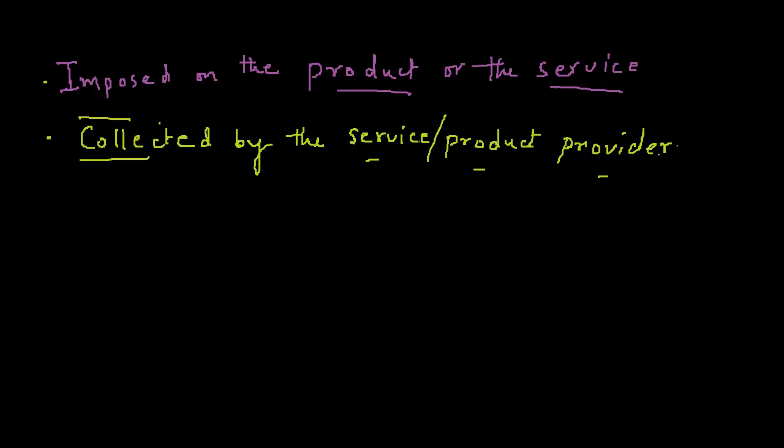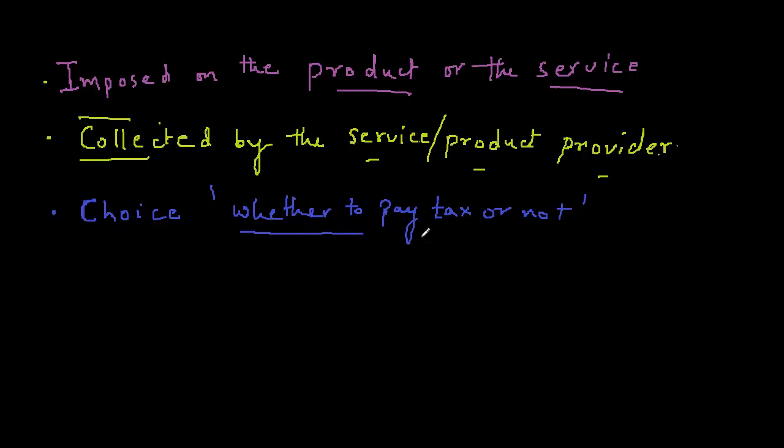Now let's see the third thing, which says there is a choice. You don't buy the product, you need not pay the tax. So we say you have a choice whether to pay the indirect tax or not. In case of indirect tax, it simply means that if you don't want to pay the tax, kindly do not buy the particular product. In that case, you'll be saved from paying the tax.